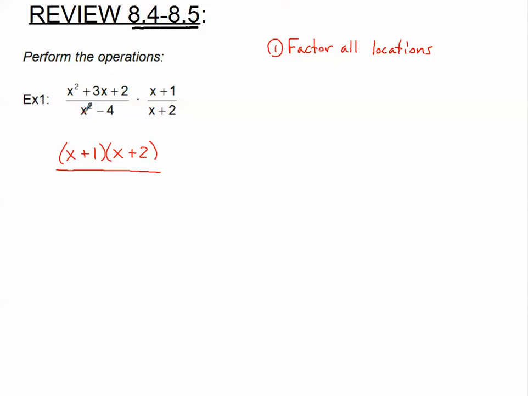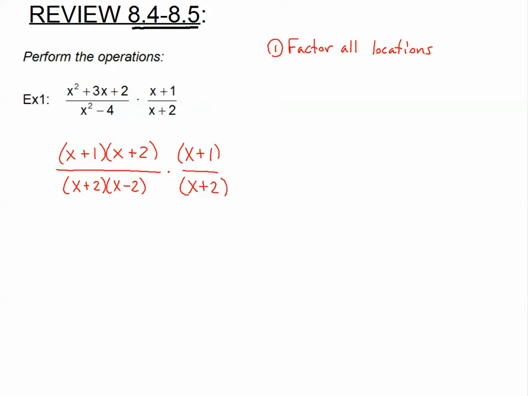Let's factor this denominator. This is a difference of two perfect squares. That's x plus 2 times x minus 2. There's nothing much to do here except see that it's an x plus 1. And there's nothing much to do here except see that it's an x plus 2. If you'd like to put them in parentheses, just to remember that we're multiplying everything together, that's great.